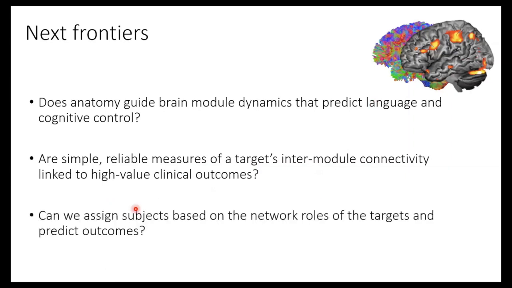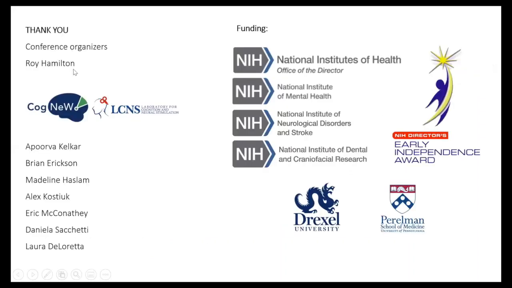And finally, and prospectively, we wrapped up a pilot recently that we're working on the data now, where we can go ahead and then try to assign subjects based on those network roles, like boundary controllability, and then see if the outcomes change compared to conventional targets. So with that, I think I'm a bit over time. So thanks to Roy and the organizers, and I'm happy to field any questions.